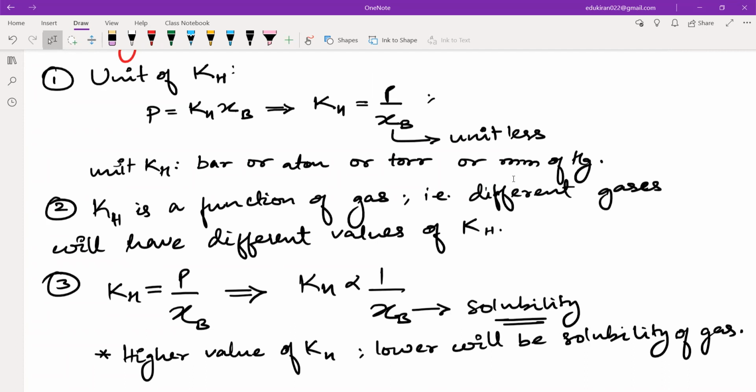Sir, can you repeat the third point? I got disconnected. So I am saying KH is equal to pressure upon chi B. Is this understood, right? If I rearrange this equation, I will get this. Then if I say pressure is constant, I can write a proportionality sign. With pressure constant, what will the proportionality be? K is inversely proportional to chi B. Correct?